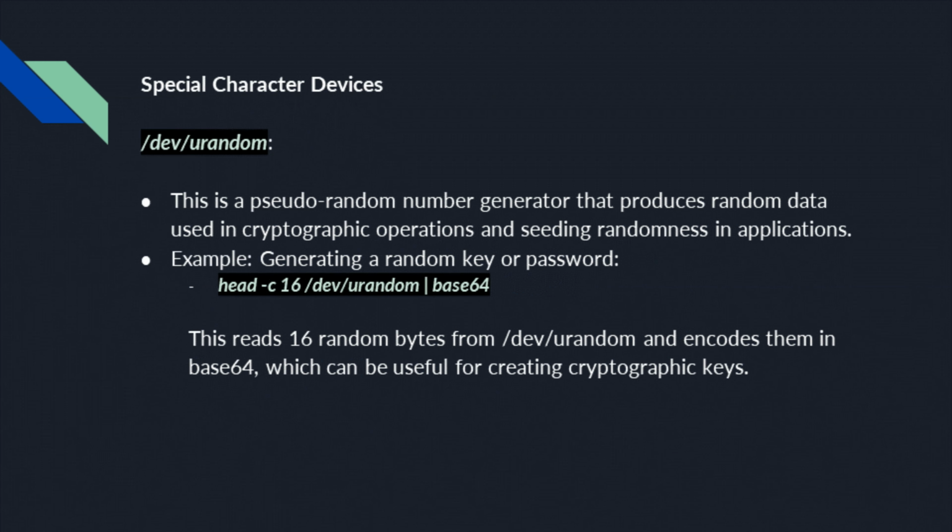/dev/urandom. This is a pseudo-random number generator that produces random data used in cryptographic operations and seeding randomness in applications. Example, generating a random key or password. head -c16 /dev/urandom | base64. This reads 16 random bytes from /dev/urandom and encodes them in base64, which can be useful for creating cryptographic keys.